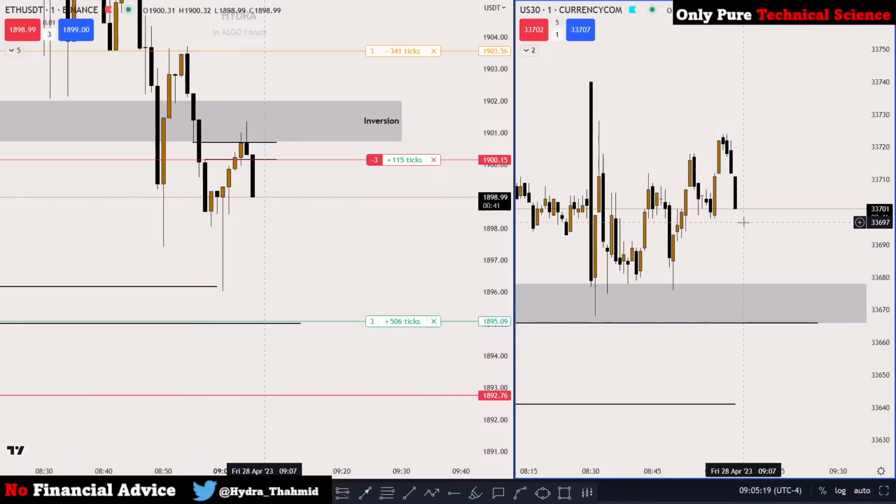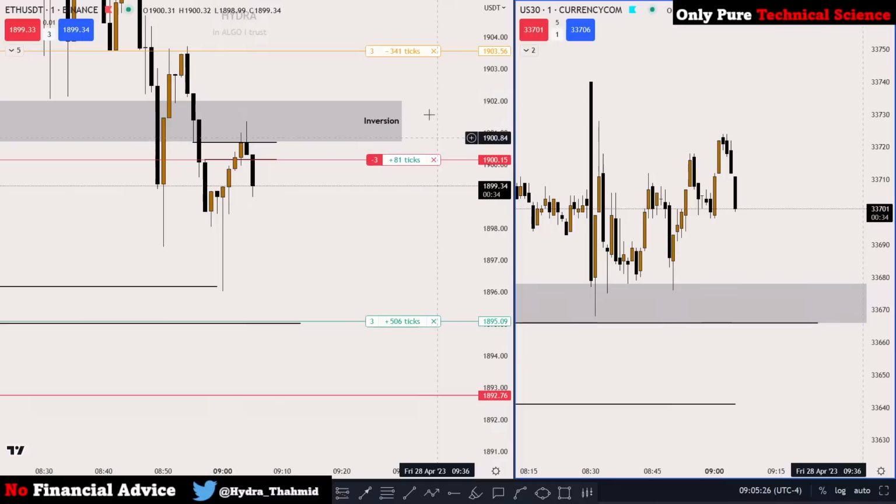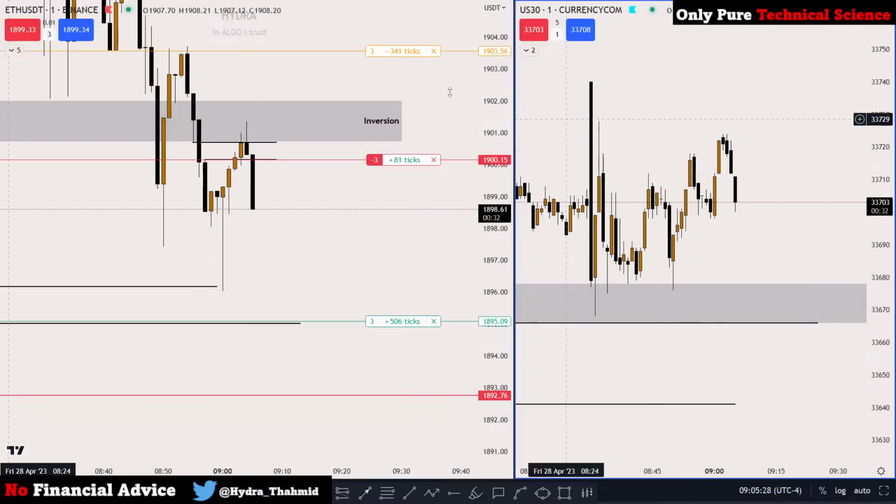So US30 is just bleaching today. I have no interest to trade on US30 right now, but I will wait and see how price behaves at 820 to 920 to 930.